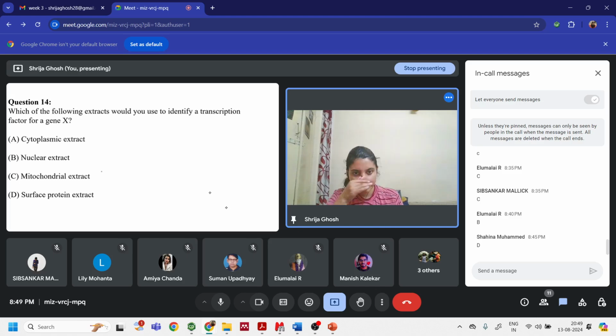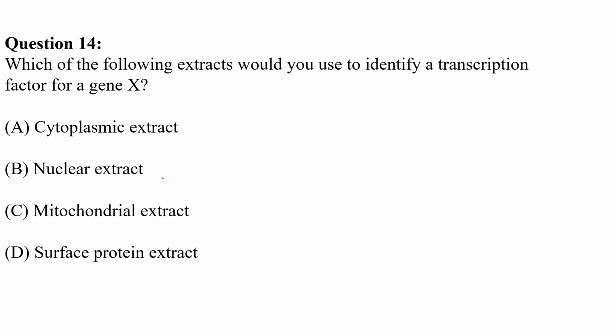For answering this question, you should know where transcription occurs in the cell. If you know that, you should be able to answer that question. So generally, transcription occurs inside the nucleus of the cell, because inside the nucleus we have the DNA present. So transcription factors will bind to the DNA and synthesize RNA from the DNA. That process is called transcription. So, since transcription occurs inside the nucleus, transcription factors will be present inside the nucleus. So, nuclear extract will be used for identifying any transcription factor for any particular gene.